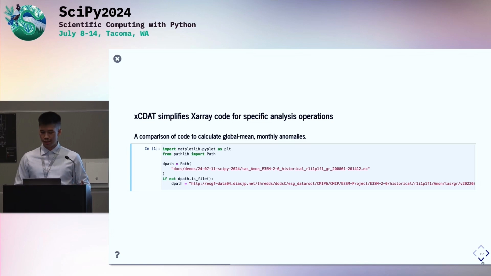So we're just going to do a simple example comparing xCDAT to some raw Xarray code for calculating global mean monthly anomalies. The purpose of this is just to compare how difficult it might be to do in Xarray and how inflexible it is compared to just running a single line in xCDAT. So here, I'm just going to go ahead and open up a data set. It's a really long URL. I'm using an ESGF data set here.